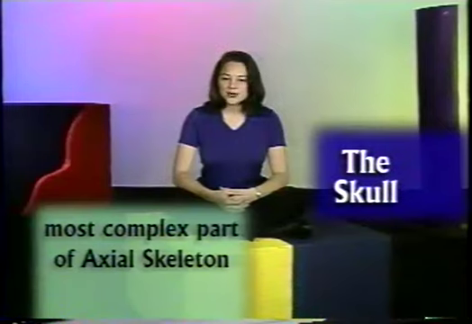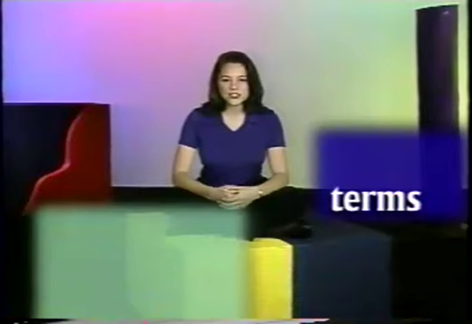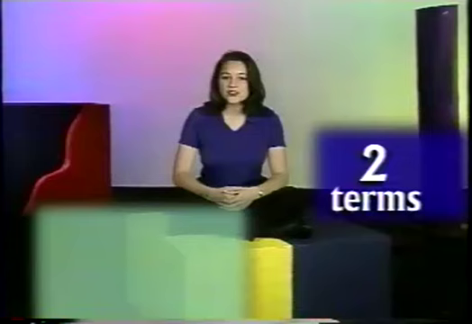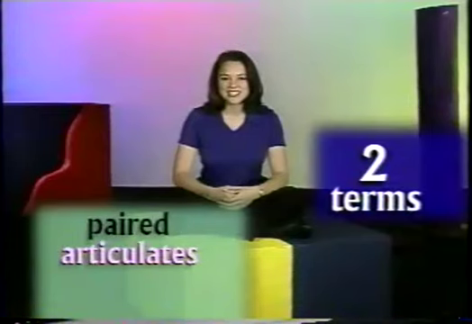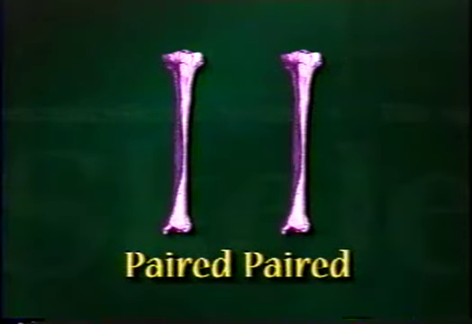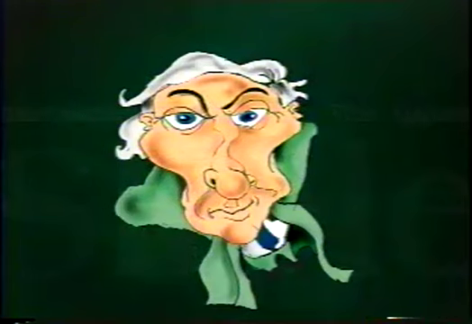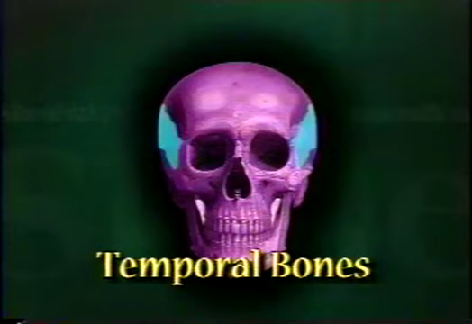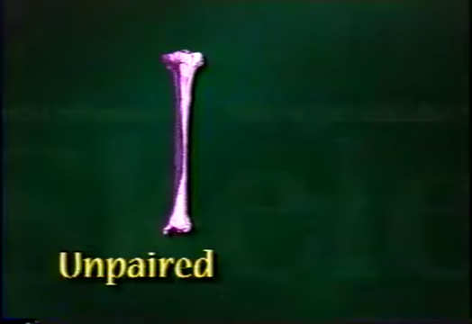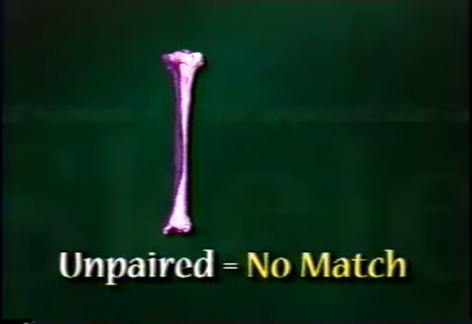But before we do, it's probably a good idea for you to learn a few anatomical terms to help you understand the descriptions of bones in the axial skeleton. Two important terms to know are the terms paired and articulates. The term paired usually means that a bone is paired with a copy of itself. In poker, you can have a pair of aces. In the skeletal system, you can have a pair of bones. For example, the temporal bones, two bones that help make up the sides of your skull, are paired bones. Obviously, the opposite of paired is unpaired. That's a bone that doesn't have a match.